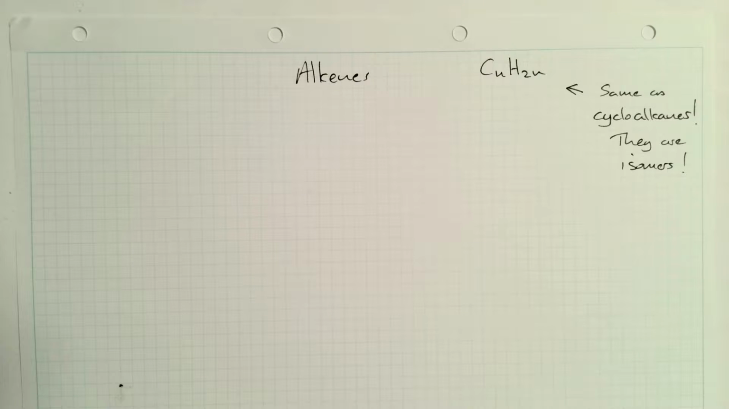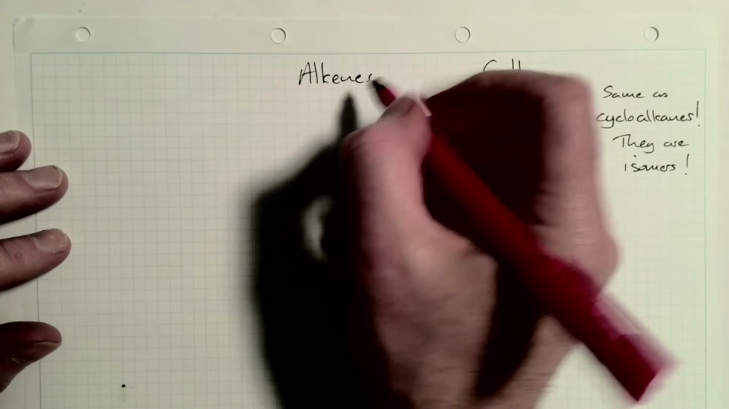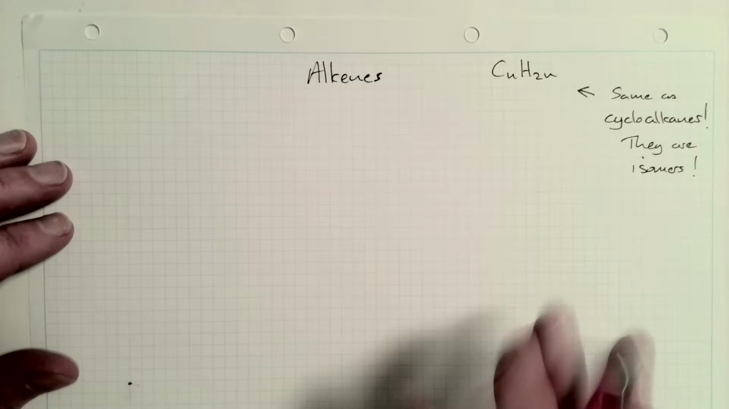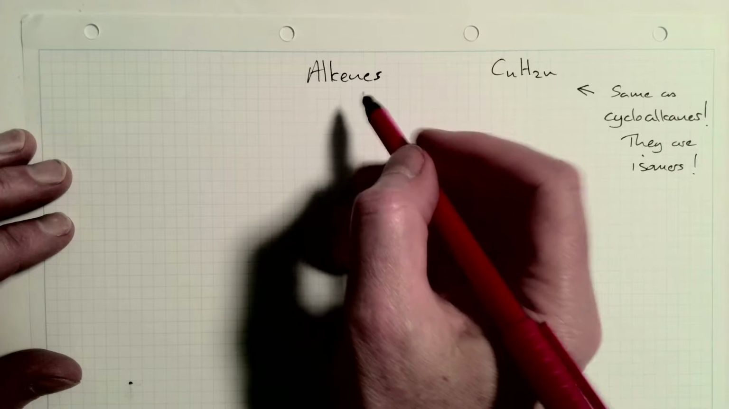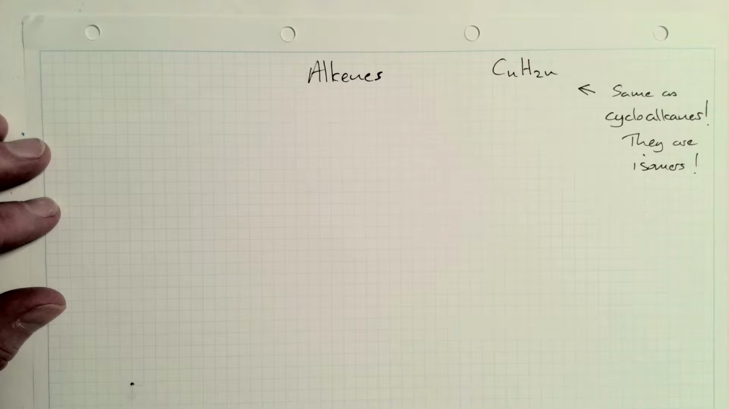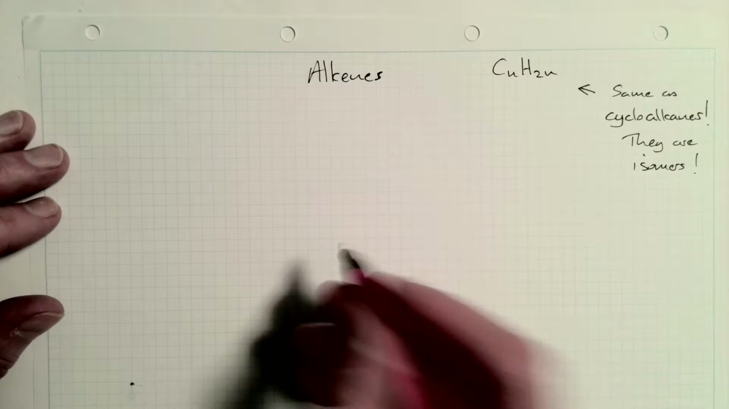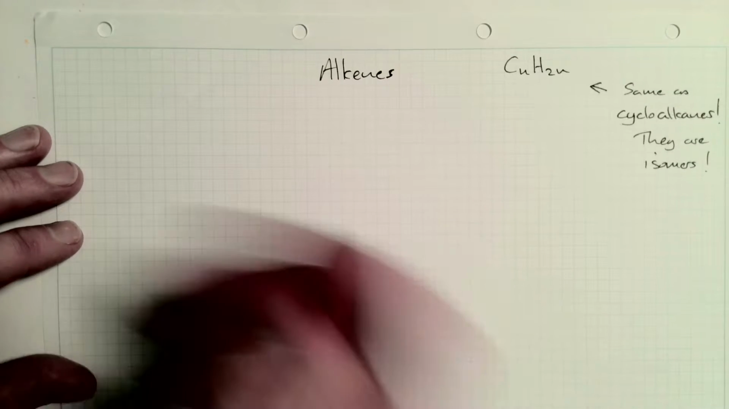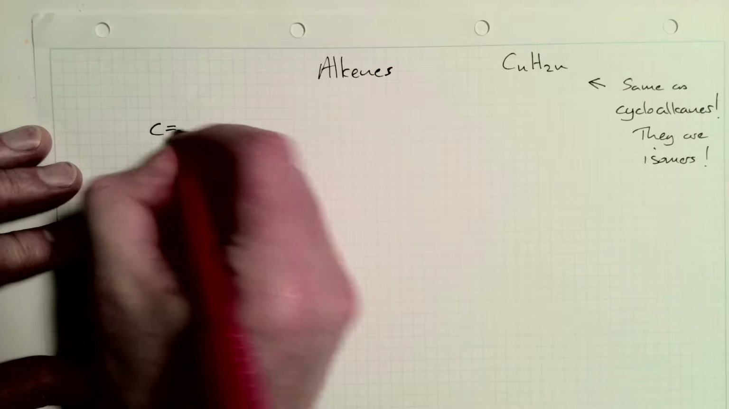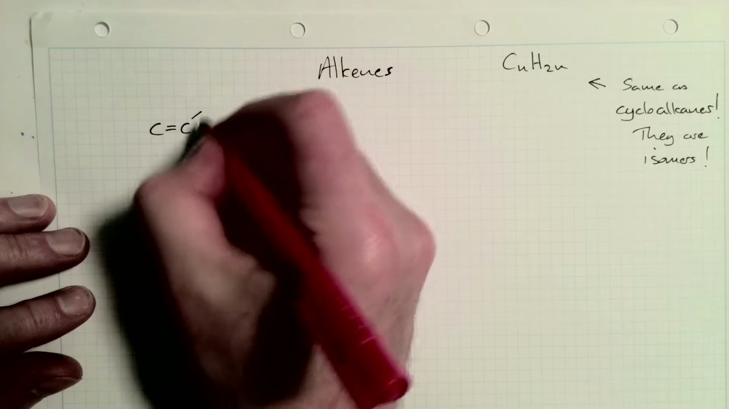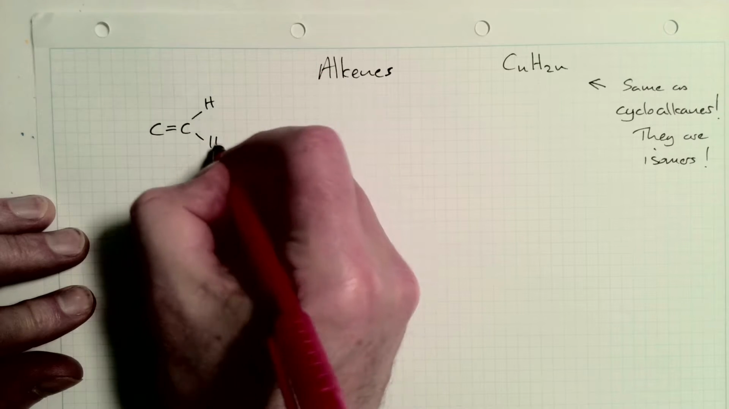So obviously we don't have an alkene with a single carbon in it because you can't get a double bond between a single carbon and a hydrogen. That doesn't happen. So our alkenes are going to start with ethene, and ethene has only one structure. If we draw it over here on the left, it's 2 carbons with a double bond, and that's nice and simple.